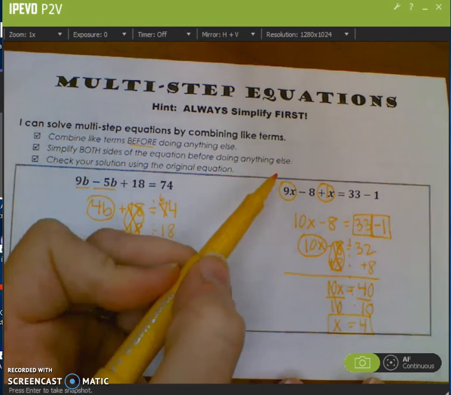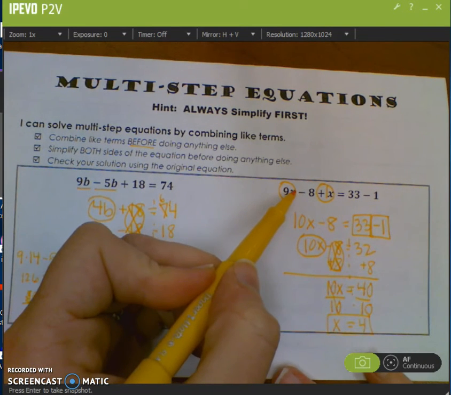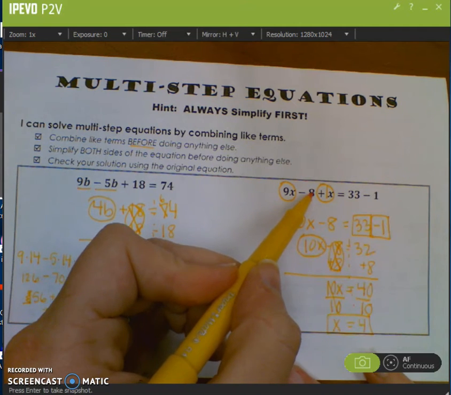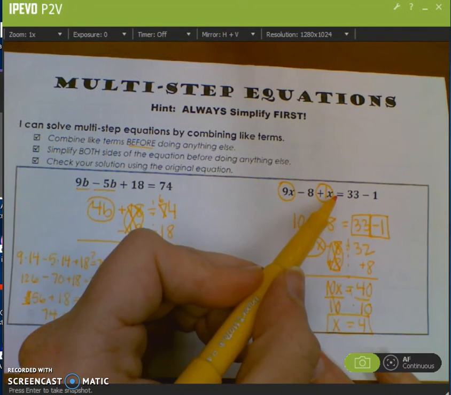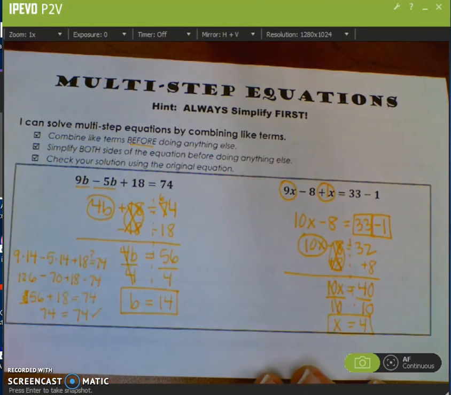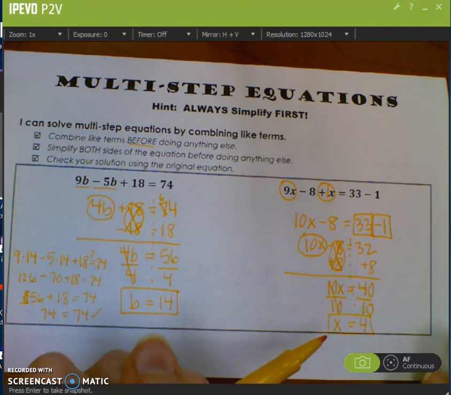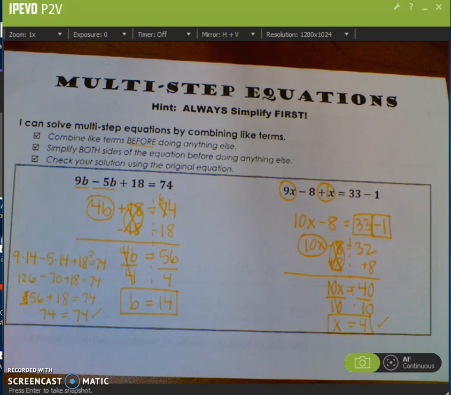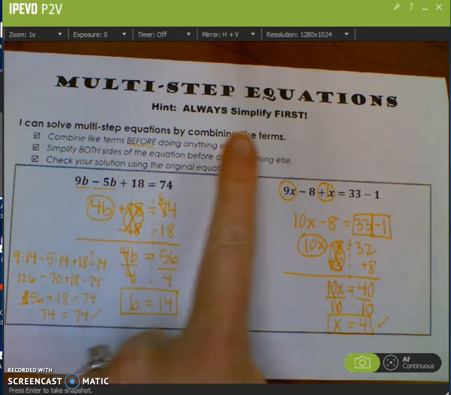If I want to check my answer, I can come up here and say, okay, well, 9 times 4 is 36. Minus 8 is 28. Plus 4 is 32, and over here 33 minus 1 is 32. 32 does equal 32. I don't mind if you check in your head. I don't necessarily need to see this written out if you can do it in your head. The last one was a little more difficult even for me to do, so I needed to write it out, but if it's like this one and you can do it in your head, that's okay too. We know our answer checks and makes sense, that x does in fact equal 4. And that is how we solve multi-step equations by combining like terms.